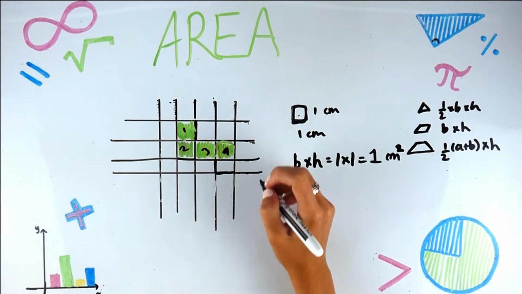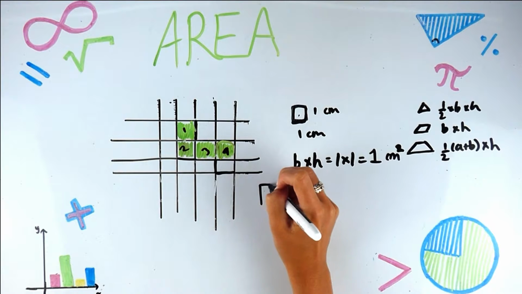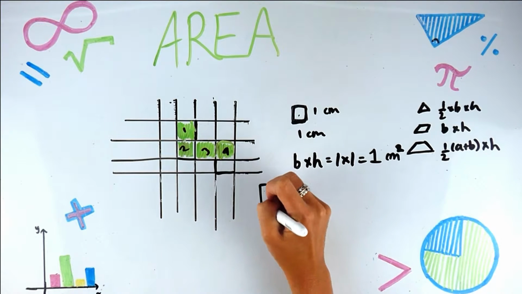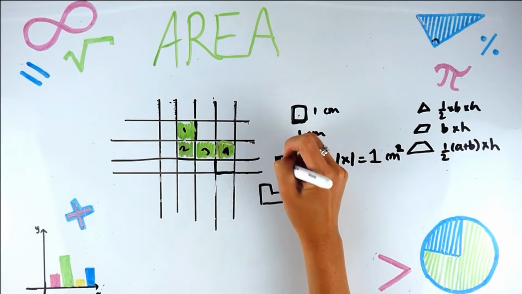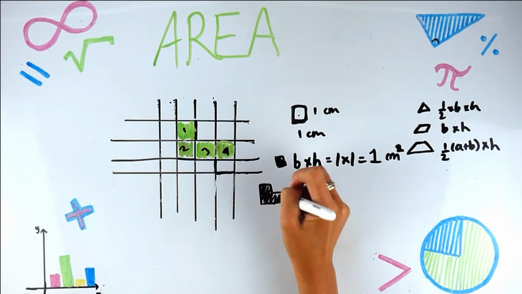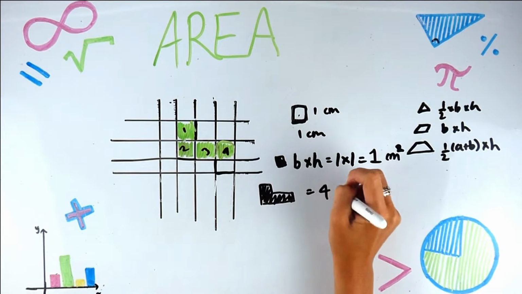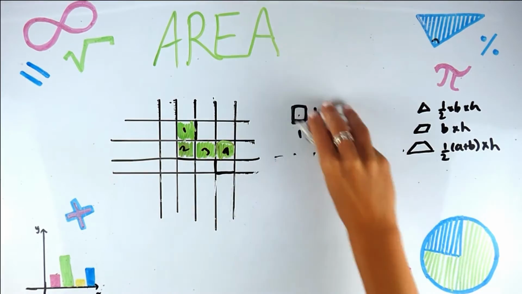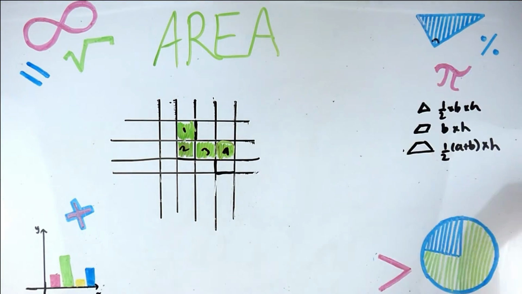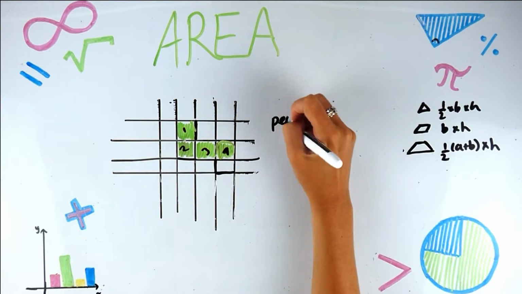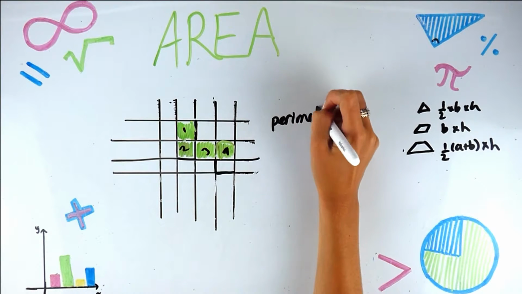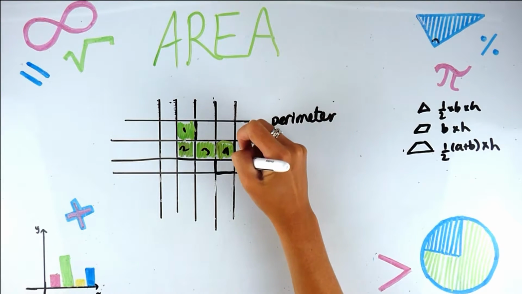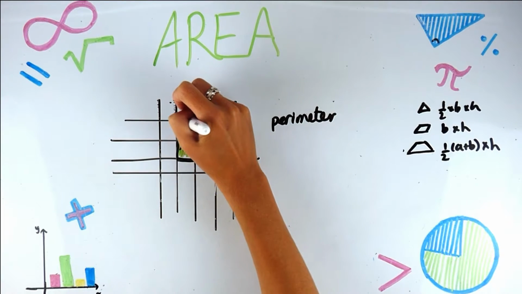So in total, the area of this, I quite like to draw the shape I found the area of, I think it helps. So that's the area of a square, and that's the area of the shape. It's 4 centimetres squared. Also, if I wanted perimeter, the perimeter is the outside of the shape.